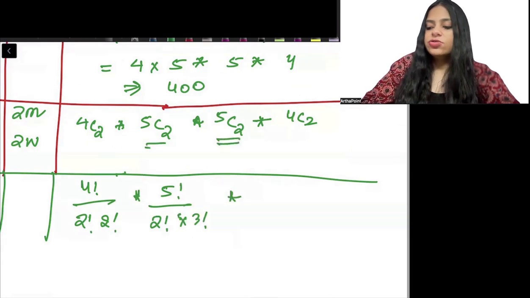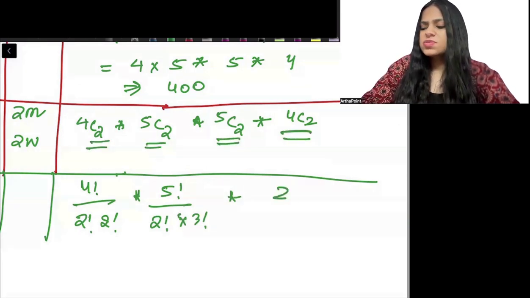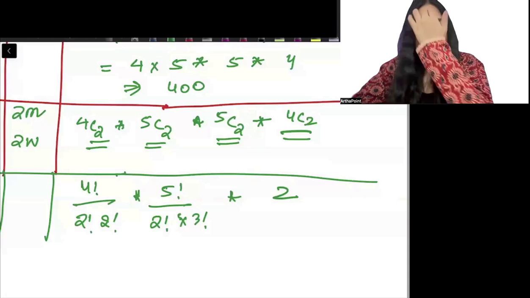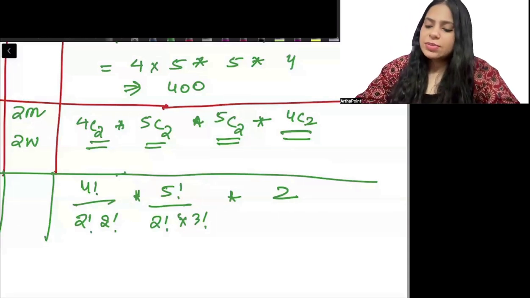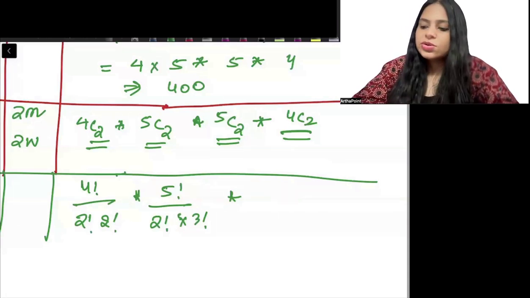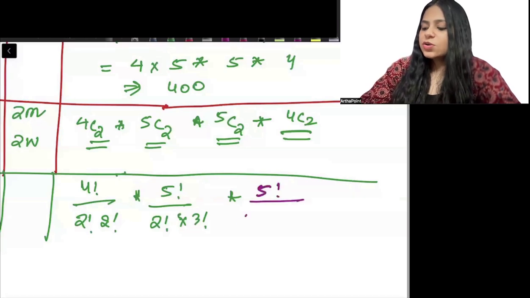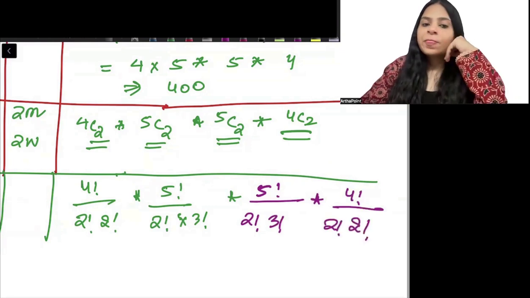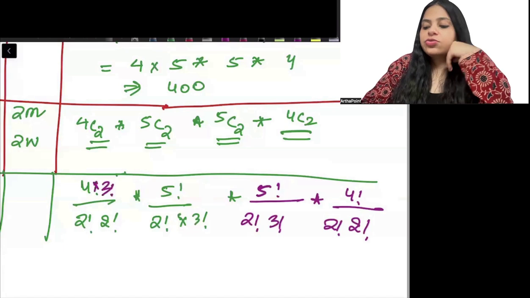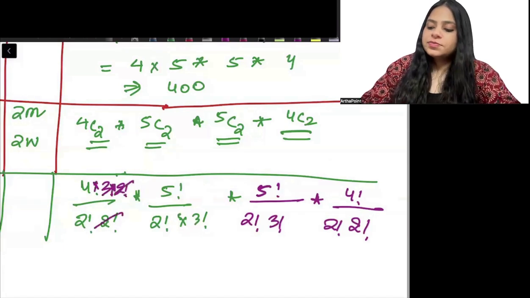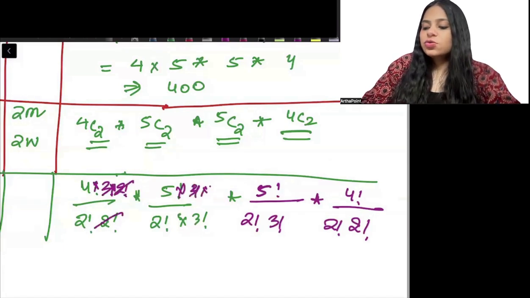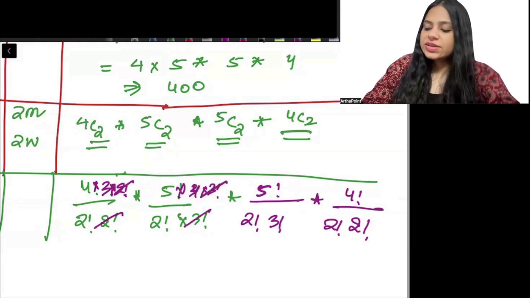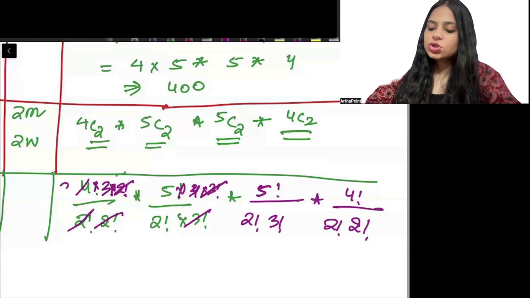And this is just a repetition of this. So I will just multiply it with 2. It's just getting repeated. Even if you don't want to do it, you can just rewrite this thing: 5 factorial, 2 factorial, 3 factorial, 4 factorial, 2 factorial, 2 factorial, right? So this is going to be 4 into 3 into 2 factorial, 5 into 4 into 3 factorial. So this and this will get cancelled off, and here you will be getting 2.